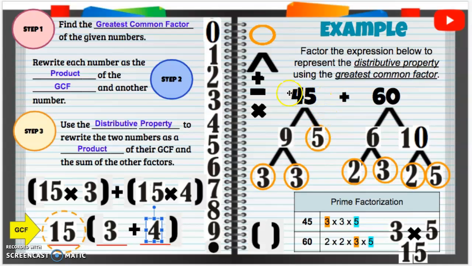So we started with 45 plus 60. We broke it down. We said 45 is 15 times 3, plus 15 times 4, which is that 60. And then we took our greatest common factor, put it in front of parentheses, and then we wrote our factors inside the parentheses. And that is going to be our answer. Great job.